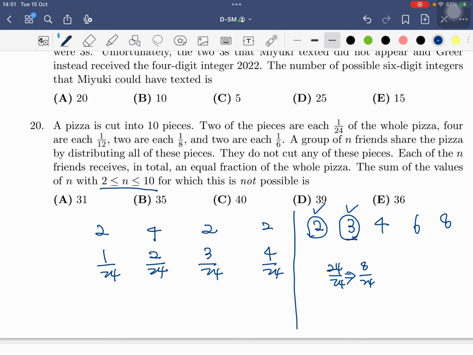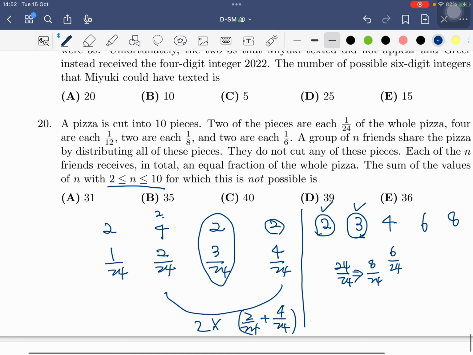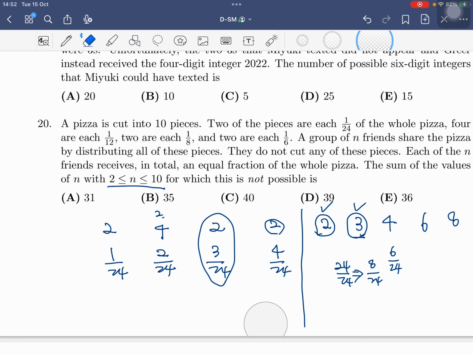And 4, which means we need to distribute an amount of 6 over 24. Let's say 1 person can have this one, and 2 person can have this one. So 6 over 24, but this can be 2. So now, 4 over 24 plus 2 over 24 times 2, we can make a 2 over this set. And we still have a 2 here, and we can distribute it like that. So this is also possible.